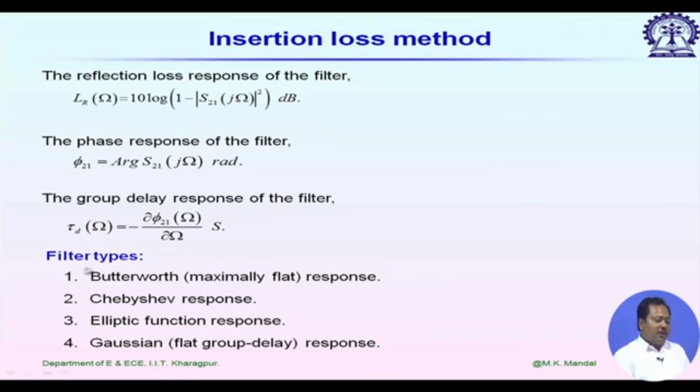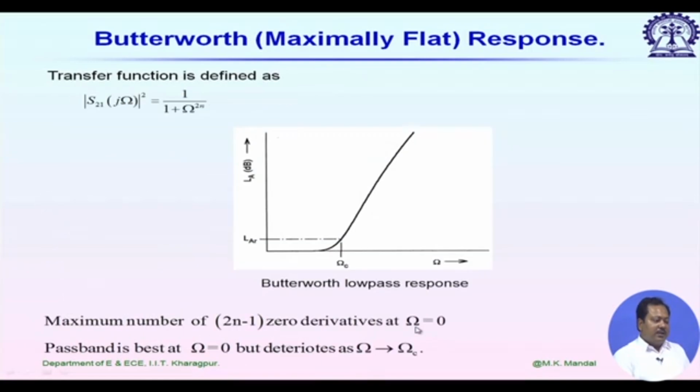The most popular one is the Butterworth or maximally flat response. The second one is the Chebyshev response, then the elliptic function response, and the Gaussian or flat group delay response. Let me discuss one of these.